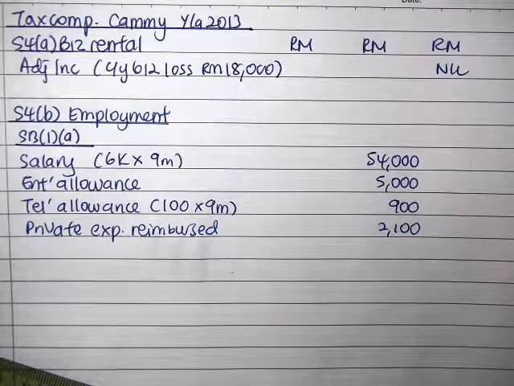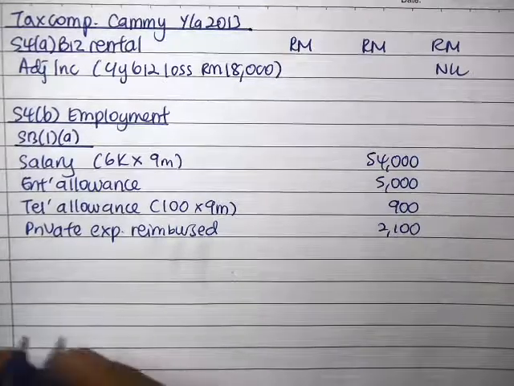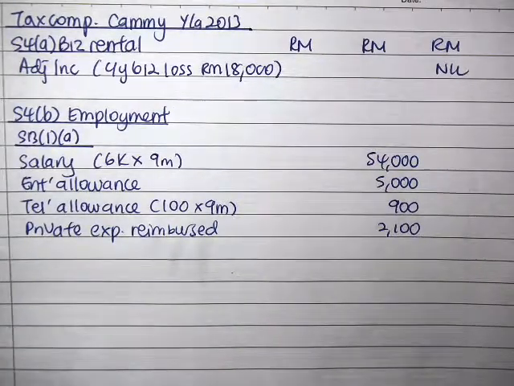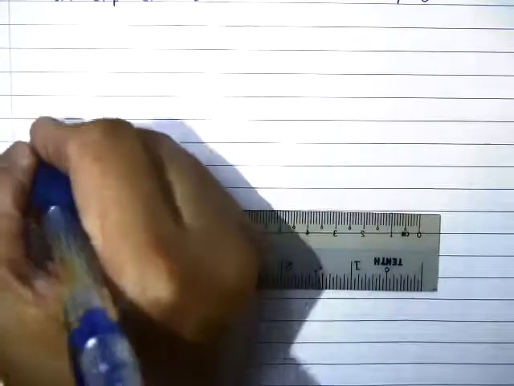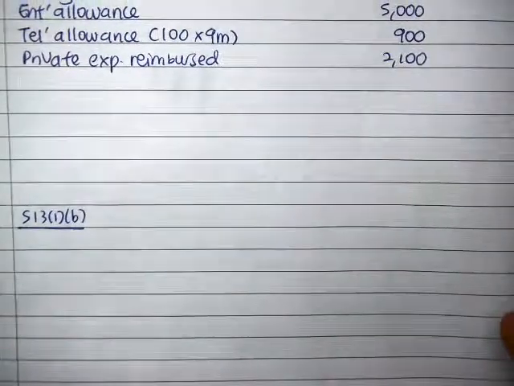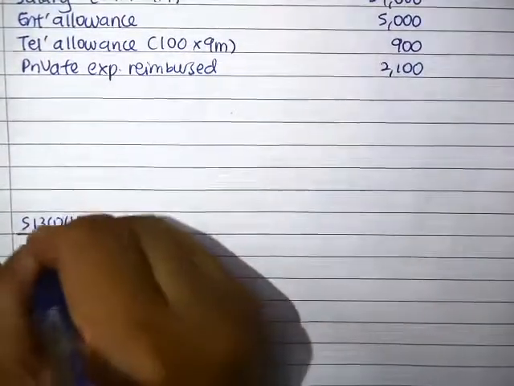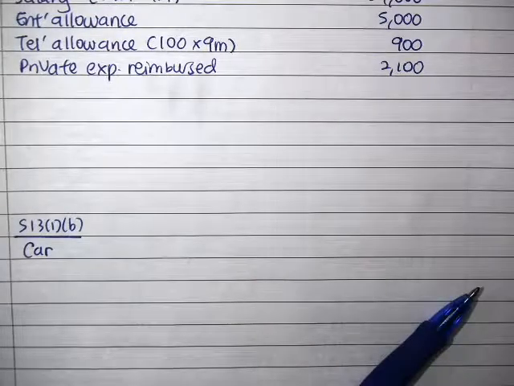Okay, now the next part is to do with the car. Alright, so the car benefit. Since it's the car benefit, leave some space. Okay, leave space, so you're going to have a few more lines over here. So 13.1b. Okay, calculate for me the value of the car benefit.